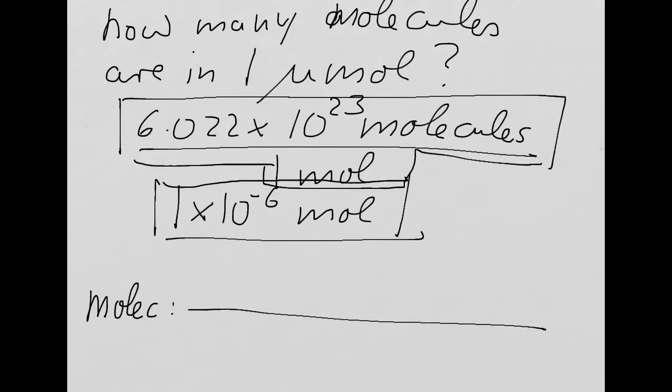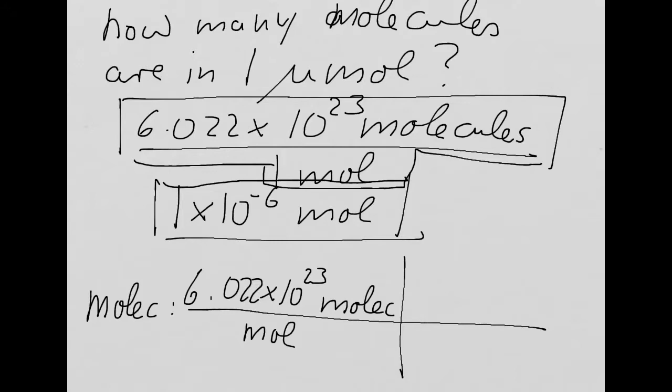It's not pretty, but do we have anything with molecules? Any unit? Yeah? Top one. 6.022 times 10 to the 23 molecules. So let's write it down. 6.022 times 10 to the 23 molecules per mole.